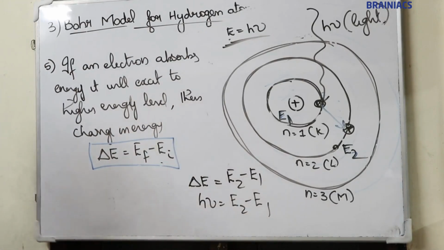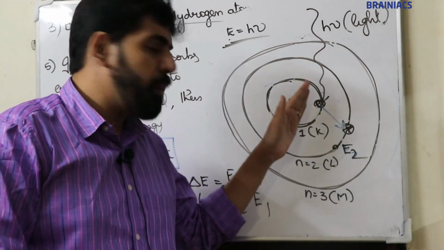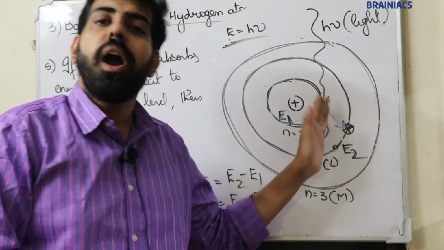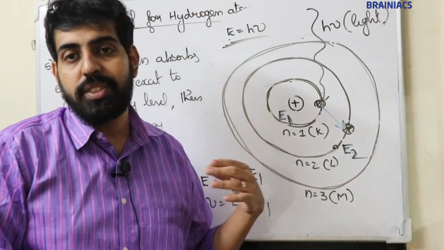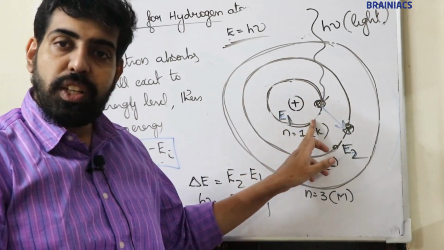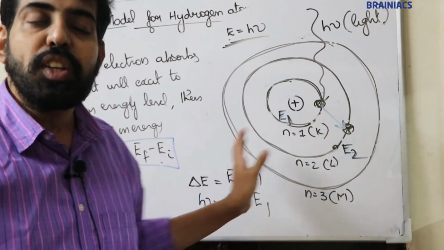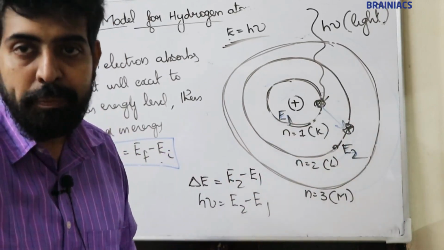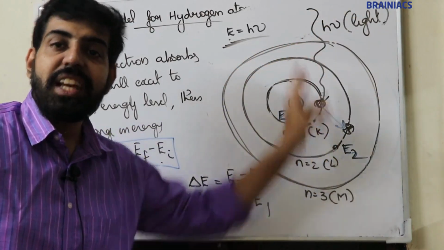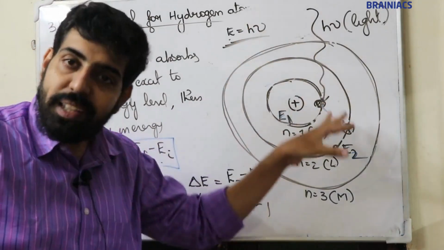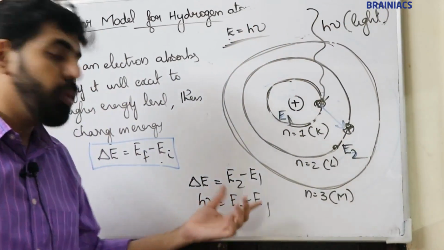I think it's clear. This is the fifth postulate. If an electron absorbs energy, it will move from the normal ground level to a higher energy level. Then the difference in energy is final energy minus initial energy. If an electron moves from the first energy level E1 to the second energy level E2 by absorbing energy, then the change in energy is E2 minus E1, final energy minus initial energy. What is h nu? It is the light absorbed. That change in energy is the light absorbed. Due to that light energy, it is moving from one orbit to another. H nu is equal to E2 minus E1.